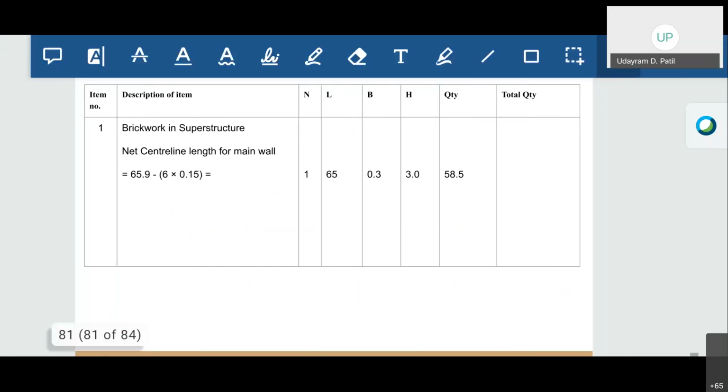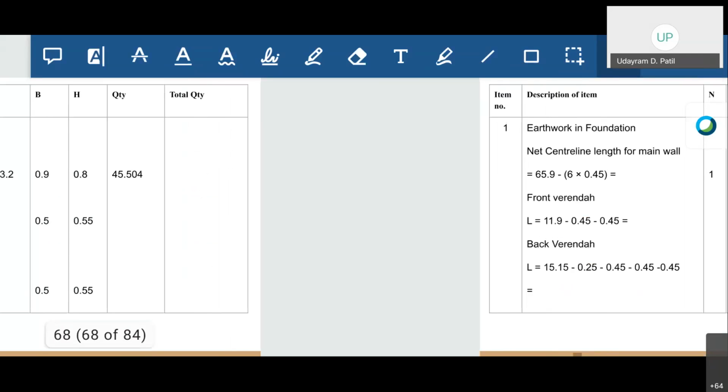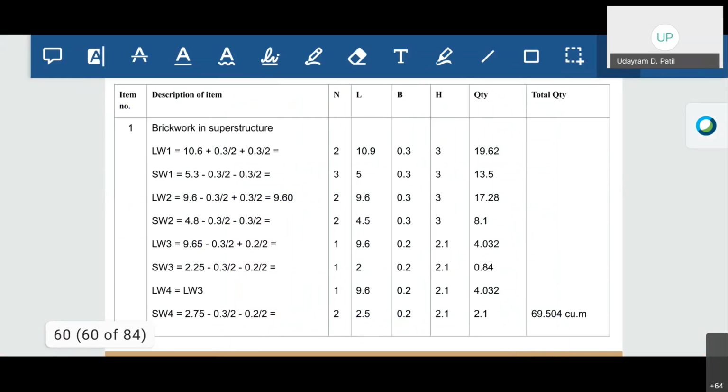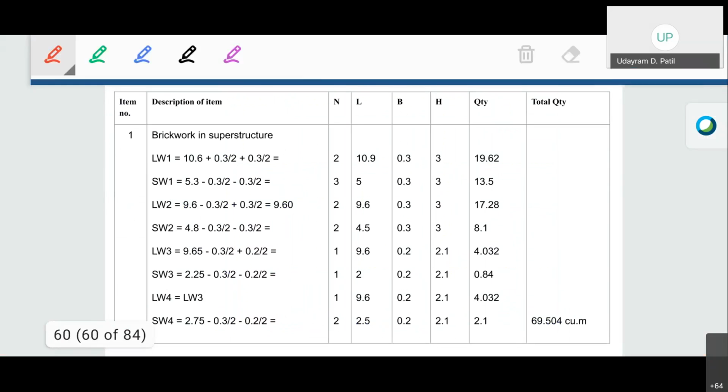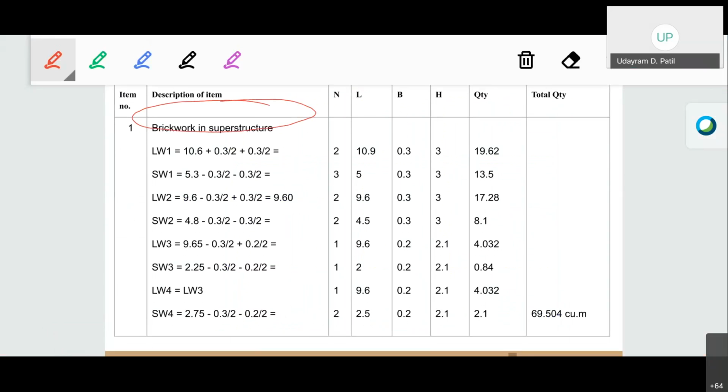So again calculate the quantities for the front veranda and for the back veranda. Again, those quantities should be similar to the quantities of the brickwork in superstructure as per the long wall short wall method. As per the long wall short wall method, the total quantity of brickwork in superstructure was 69.50 cubic meter. So almost the same should come. There is no rounding off in this particular quantity, so I think the same will come.